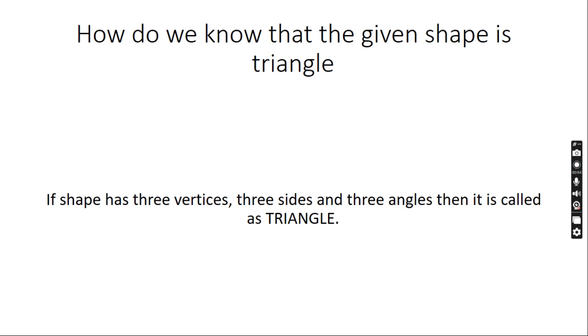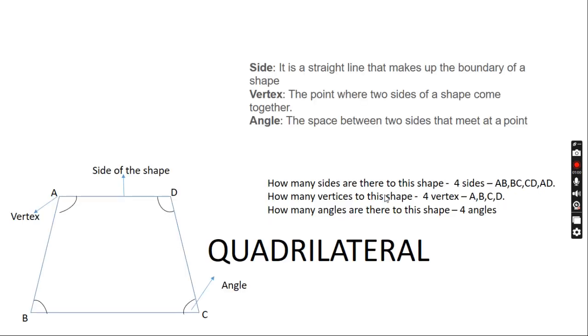How do we know that the given shape is a triangle? If a shape has three vertices, three sides, and three angles, then it is called a triangle. Then the next shape has three distinct characteristics.